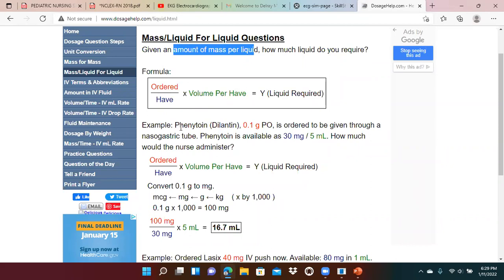So example, phenytoin, or another name is Dilantin. 0.1 gram orally is ordered. So the doctor's order is 0.1 gram, to be given through a nasogastric tube. Phenytoin is available as 30 milligram per 5 ml. So it is liquid, volume per what we have, so it is 5. How much volume would the nurse administer?